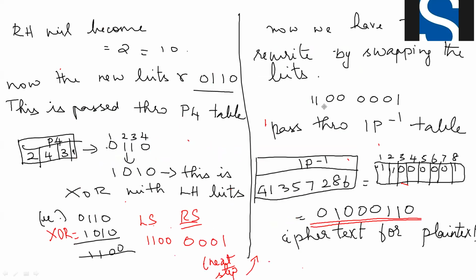Now this will be passed through the IP inverse table. The IP inverse table bit positions are 4 1 3 5 7 2 8 6. If you pass that value into this IP inverse table, we'll get 01000110, which is the ciphertext for your plain text. So this is how we have to do the sums for your S-DES. This is the final value that we are getting.